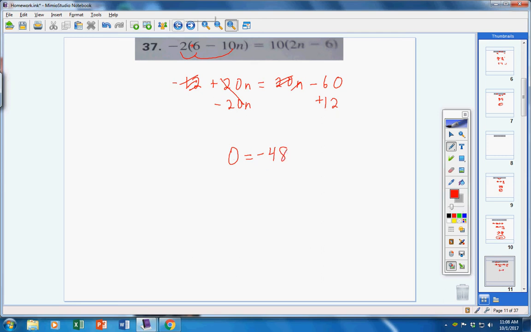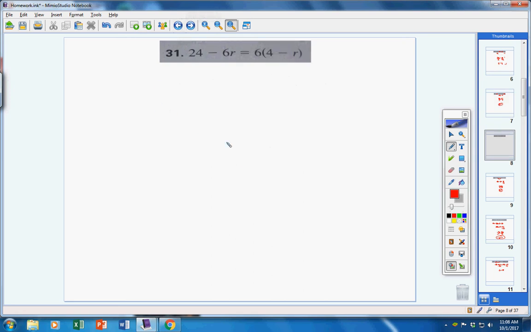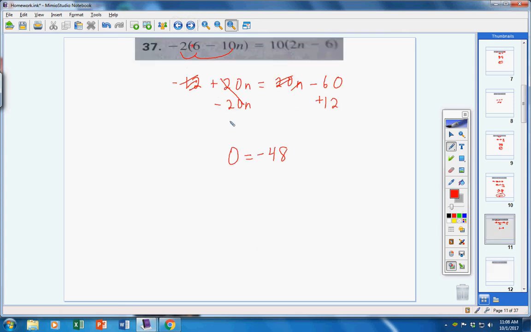Now let's go back. I think it was number 31. I've erased my work here, but we had 0 equals 0. That means the variable terms and the constant terms both canceled out. Okay? Notice in this problem here, that's not the case. The variable term canceled out. The constant terms did not. So in this situation, we have no solution.